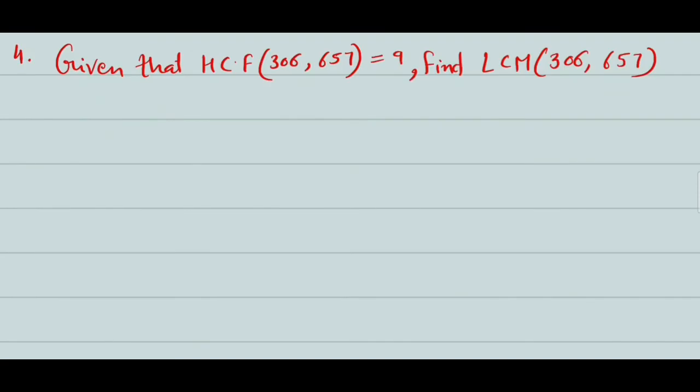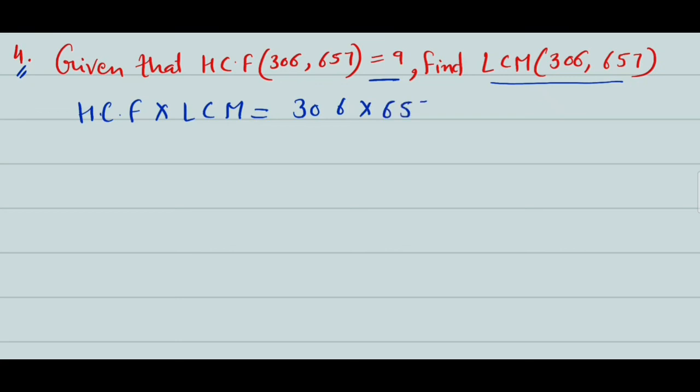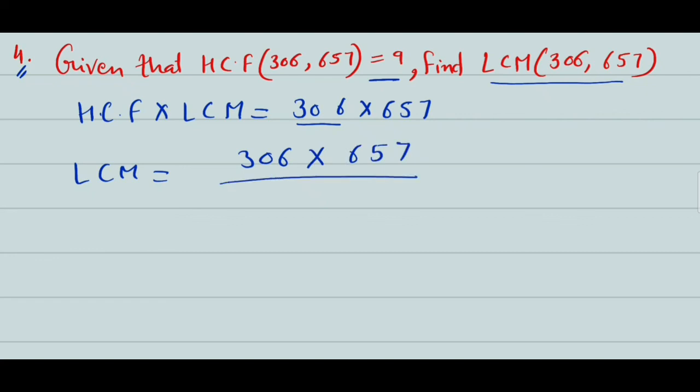So fourth question, here it is given that the HCF of these two numbers 306 and 657 is equal to 9 and we have to find the LCM. For that we'll use this formula. The multiplication of HCF and LCM is always equal to the product of the two given numbers. So here my numbers are 306 and 657. The HCF is given. So the LCM will be equal to, from this formula, 306 multiplied by 657 divided by the HCF. So I'll put the value of the HCF.